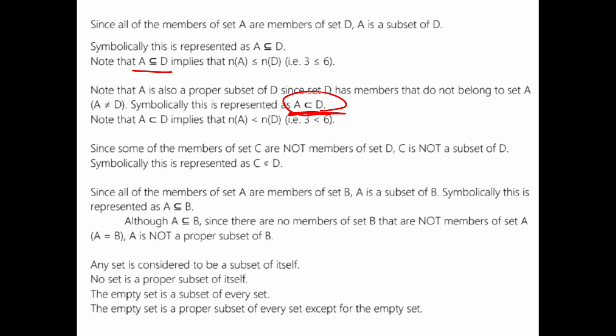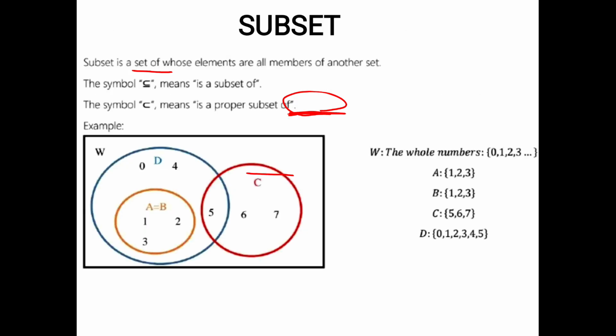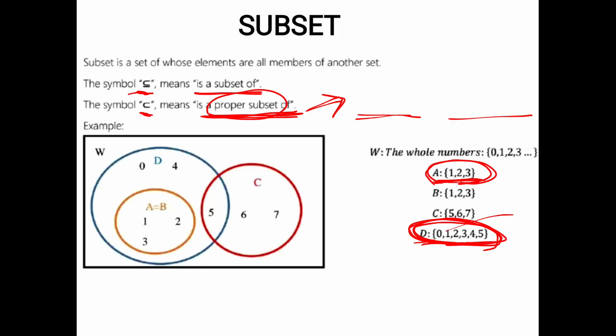Since some of the members of set C are not present or not members of set D, C is not a subset of D. Symbolically, this is represented as C ⊄ D. So makita na to na there are some values that are not presented in D, such as 6 and 7.